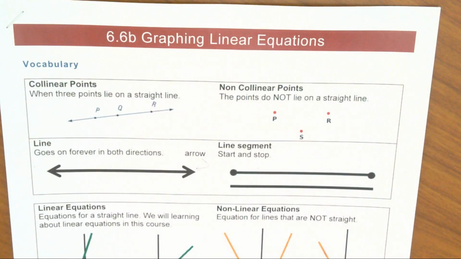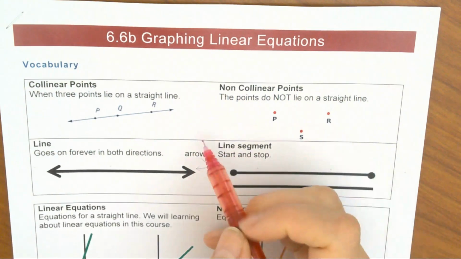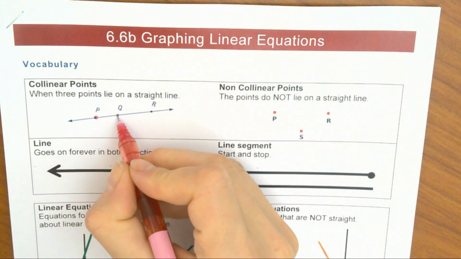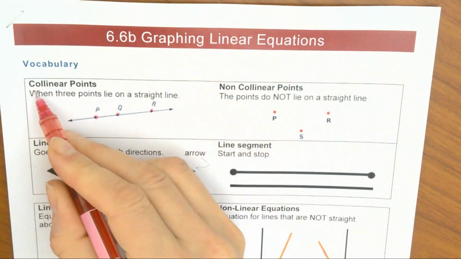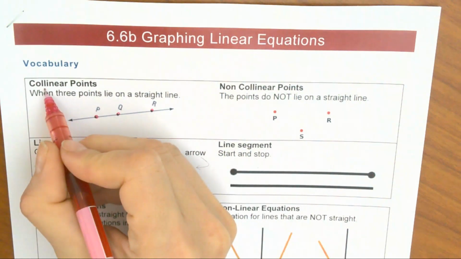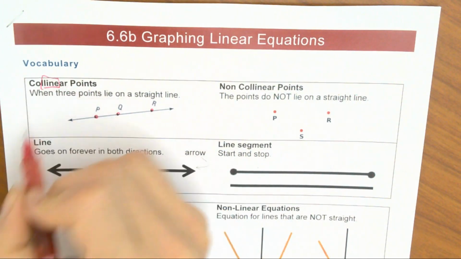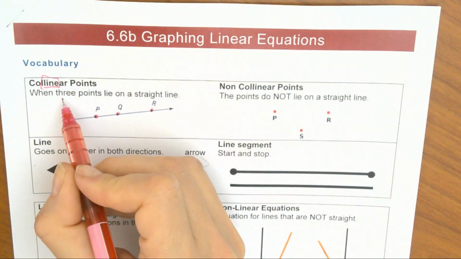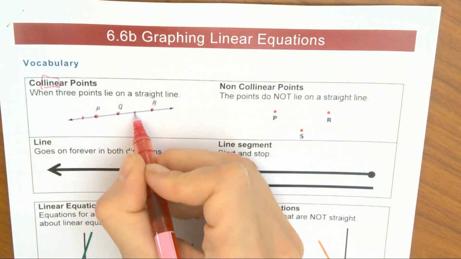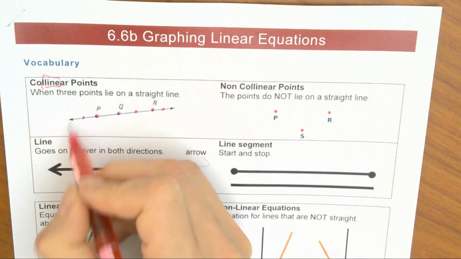So we're doing 6.6b, and we're just going to do some vocabulary first. So when we have points that are all in a line, and we can draw a line through it, we call it collinear points. So here we have the word line. Whenever the points are in a line, we call them collinear. And it could be 4 points, 5 points, doesn't matter. It doesn't have to be 3 points.